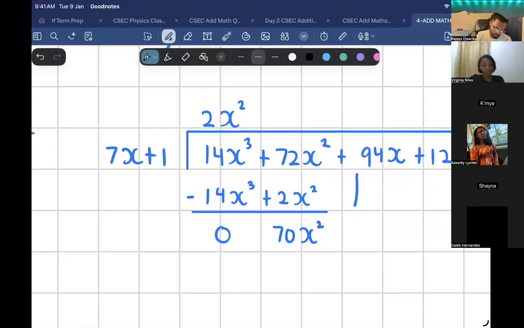Now we would bring down the 94x. And what to do next? Tell me, Sheena. You see what you have to multiply by to get 70x squared, which will be 10x, and then you multiply your 10x by 7x plus 1.